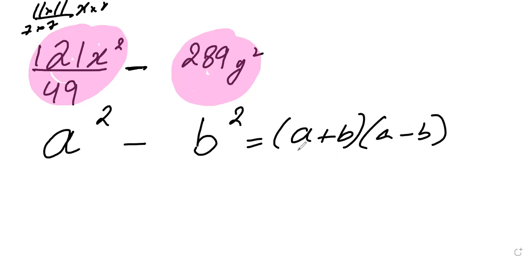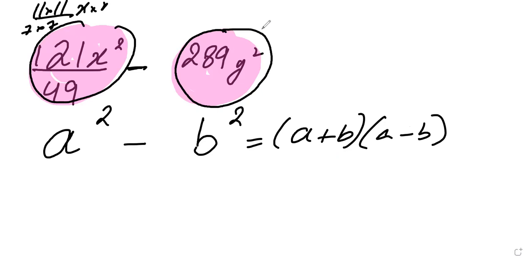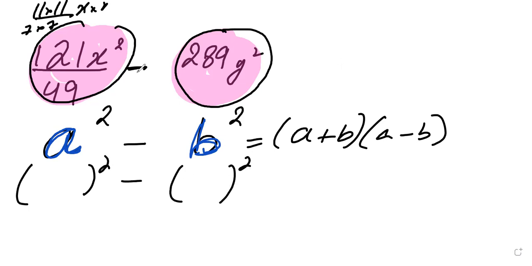So in the result, I need A and B, but this pink shaded one is A square, and this complete thing is B square. In the result, I need A and B. So how can we get A from A square? I only need A from A square and B from B square. The square root of A square and the square root of B square will give us A and B.